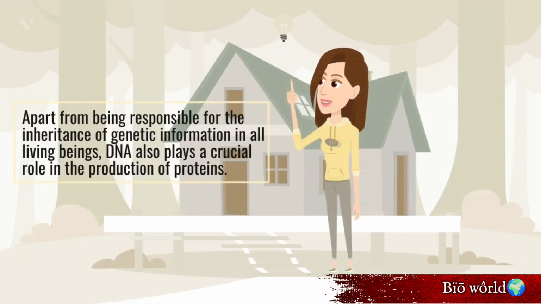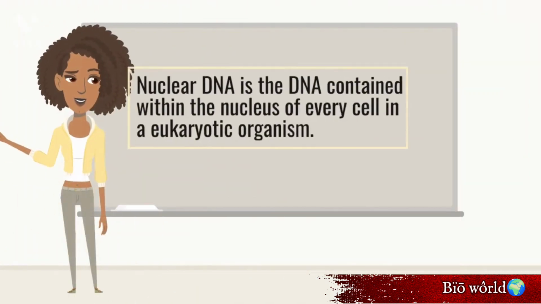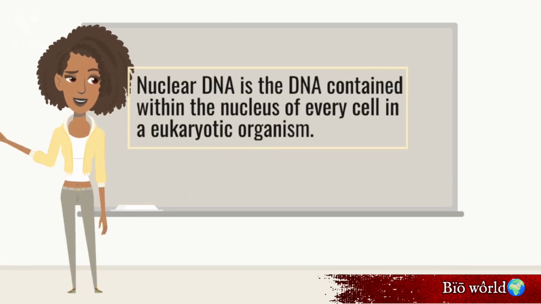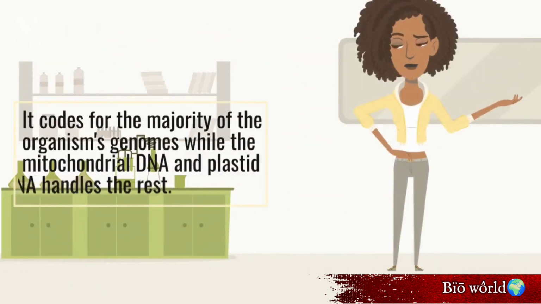Apart from being responsible for the inheritance of genetic information in all living beings, DNA also plays a crucial role in the production of proteins. Nuclear DNA is the DNA contained within the nucleus of every cell in a eukaryotic organism. It codes for the majority of the organism's genome, while the mitochondrial DNA and plasmid DNA handle the rest.